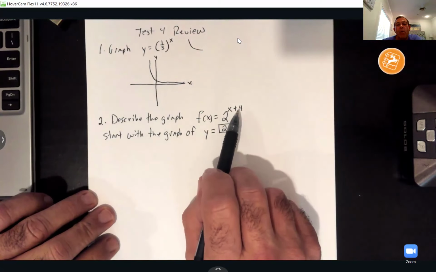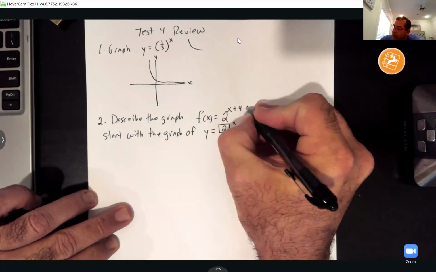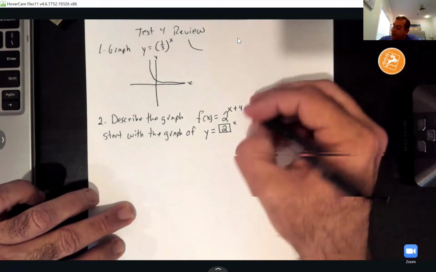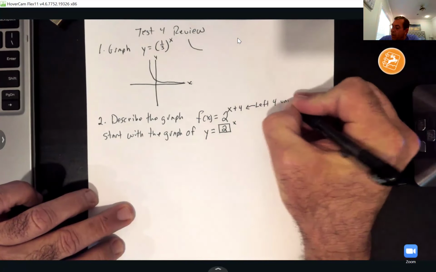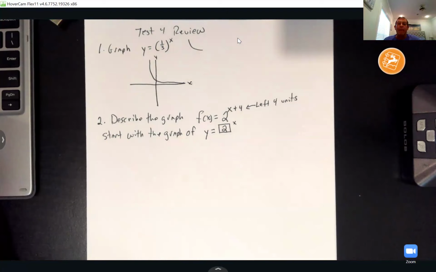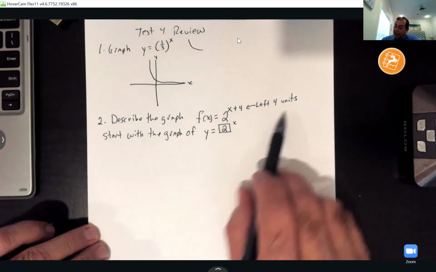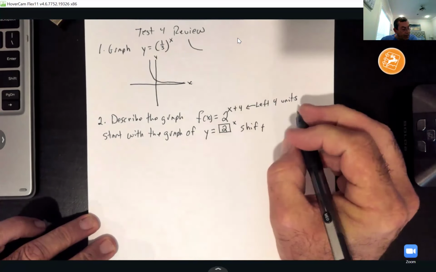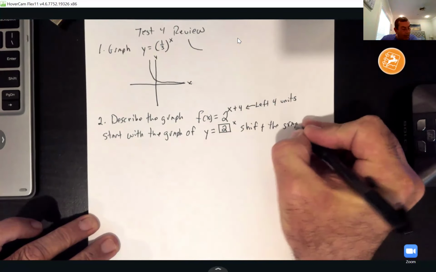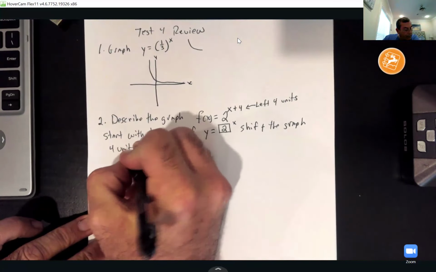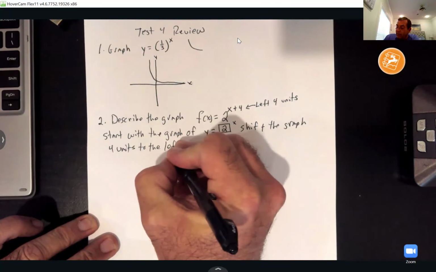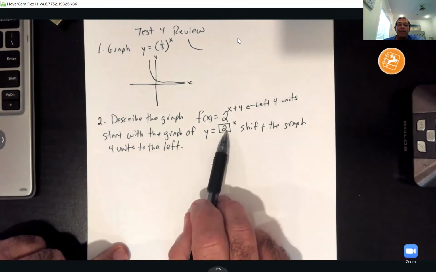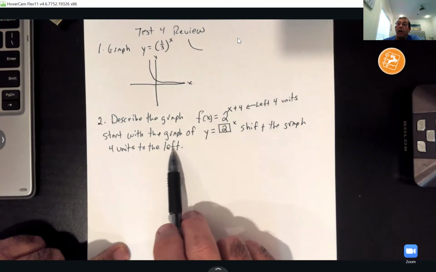Then we got to tell it, what is this 4 doing to my graph? So remember, when the 4 is up here with the exponent, it's moving me left or right. So this graph is going to go left 4 units since that 4 is positive, okay? If that had been a -4, then it would have moved me right. So we start with the graph of y equals 2 to the x, and then we shift the graph 4 units to the left. Okay, so you got to pick the option that has 4 units to the left and put in your base of 2. So the 4 options will be left, right, up, or down, okay?